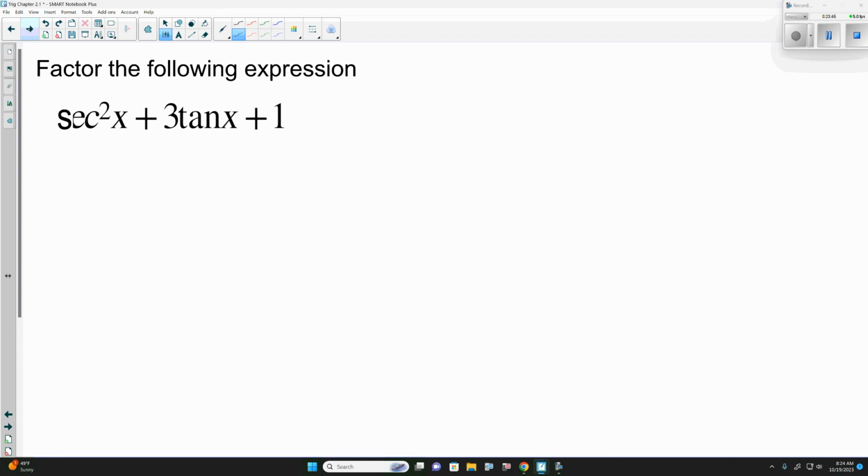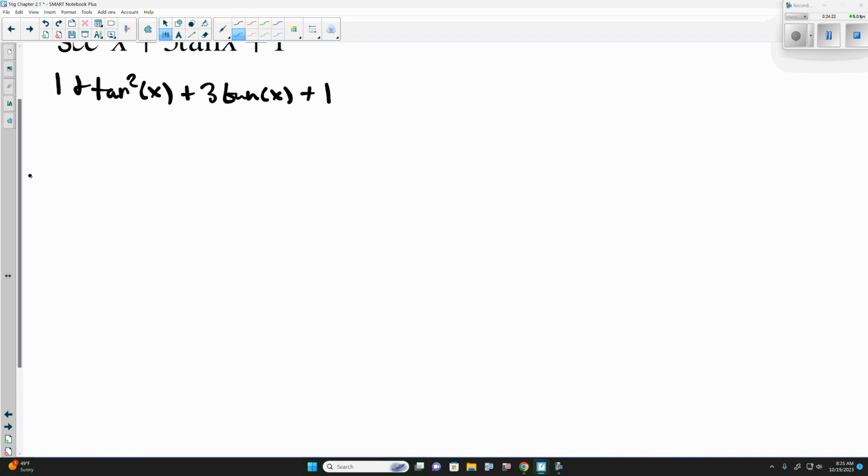Secant squared of x plus 3 tangent of x plus 1. Well, if we did go back and look at the Pythagorean identities, 1 plus tangent squared is secant squared, yes? So we can replace it. These squares are very helpful. Those Pythagorean identities are very helpful, especially with solving, because we'll get to solving in the next section. But they are very helpful with this here.